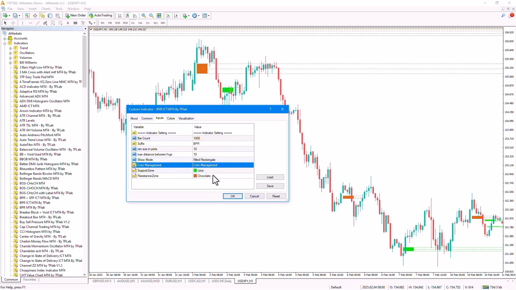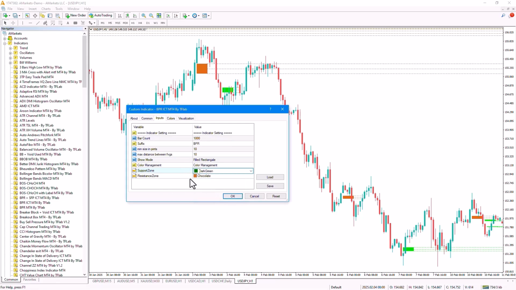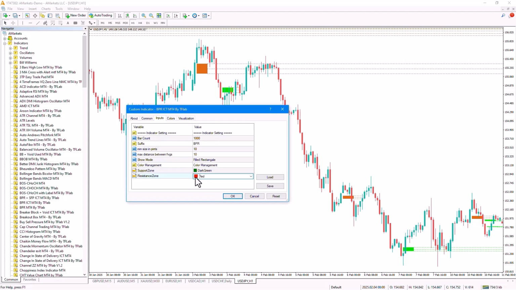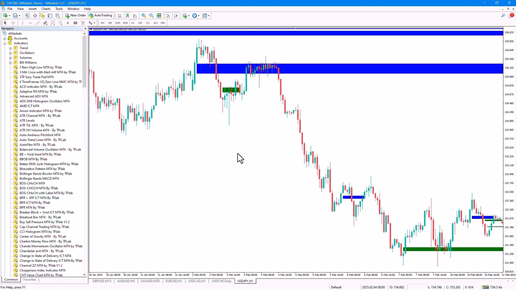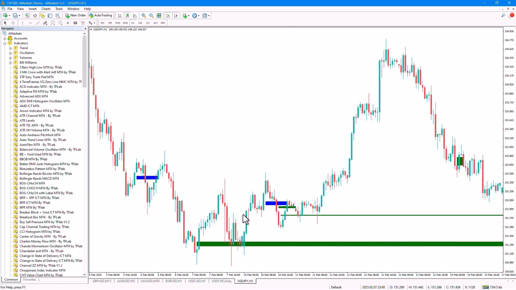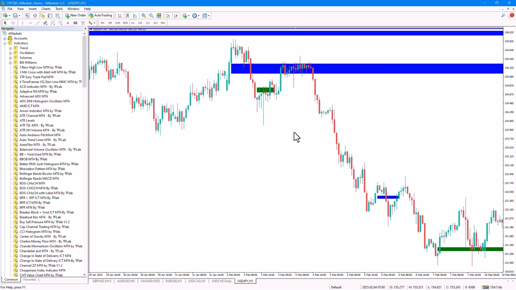In the next step, you can choose the color of the bullish and bearish BPRs. For example, here I choose the color of the support BPRs in light blue and the negative BPRs in blue. After that, I click on the OK button, and here we see our bullish and support BPRs in light blue and the negative BPRs in blue. Our resistance is displayed in blue.